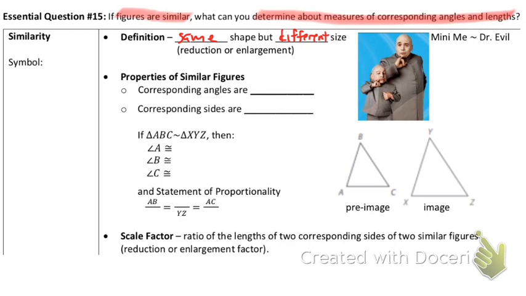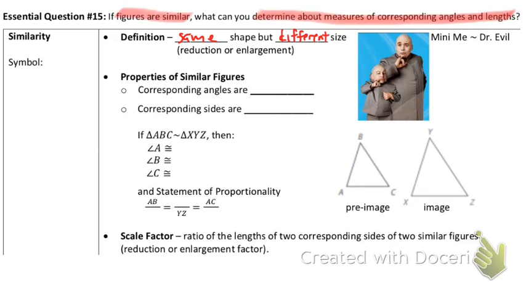Okay, you can think about it if you're familiar with Austin Powers, Mini-Me and Dr. Evil. These two guys would be similar. They are the same person, just one is bigger or smaller than the other. Okay, and just a reminder, this little symbol here is a symbol of similar. So the way you would read this is Mini-Me is similar to Dr. Evil.